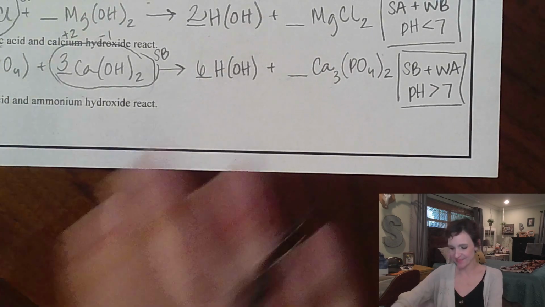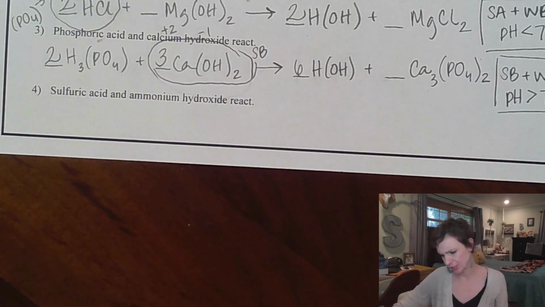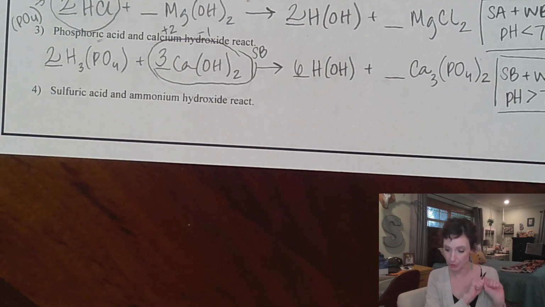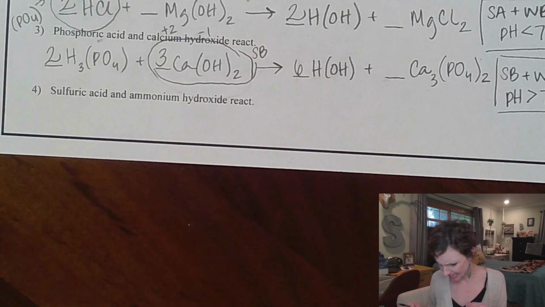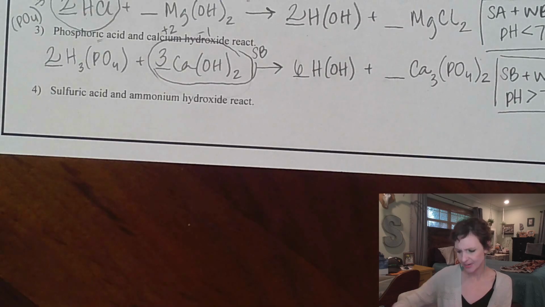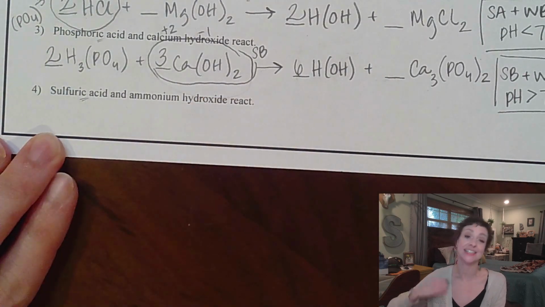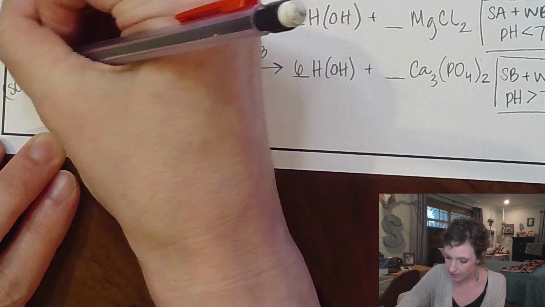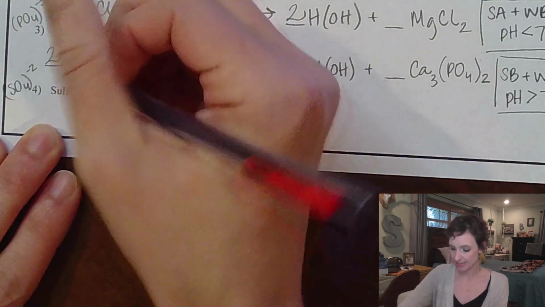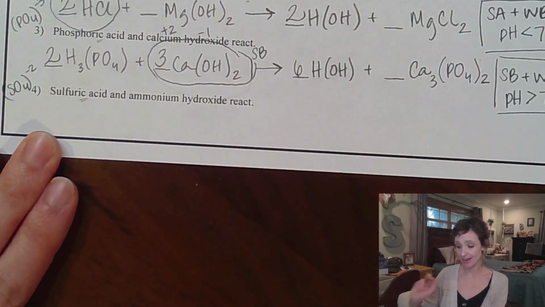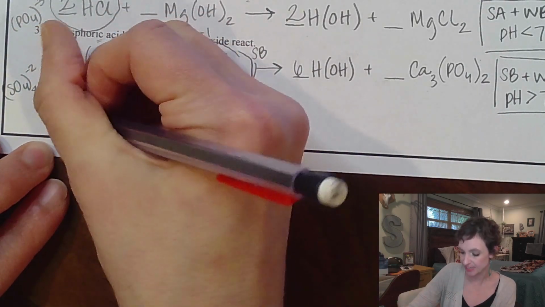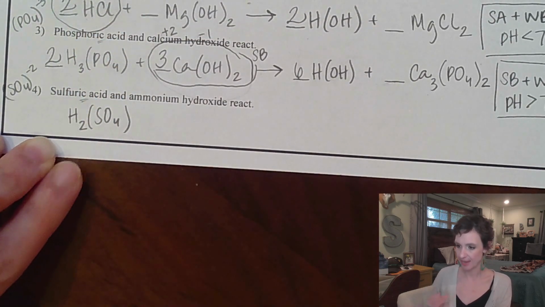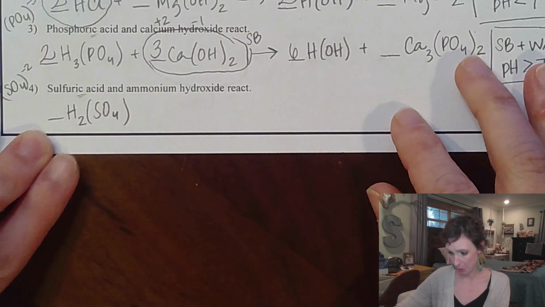Last one. Okay. Sulfuric acid and ammonium hydroxide react. Amazing. Okay, so I've got my acid, sulfuric acid, and I've got my base, ammonium hydroxide. So sulfuric acid, no hydro, so my polyatomic ion, ick, 8. This is sulfate. So the sulfate polyatomic ion is SO4 with a -2 charge. Okay, so I have a compound between hydrogen ion and the sulfate ion, which means my sulfuric acid is H2SO4.